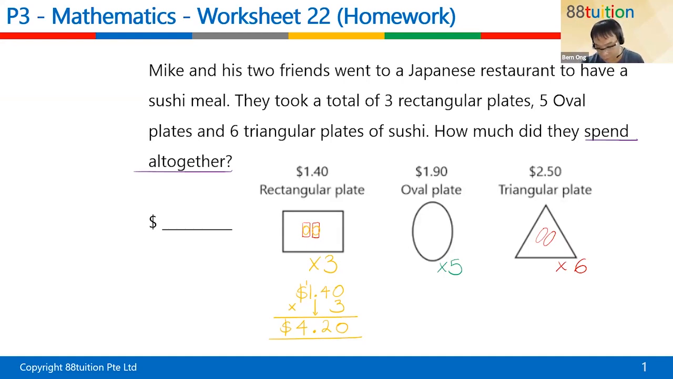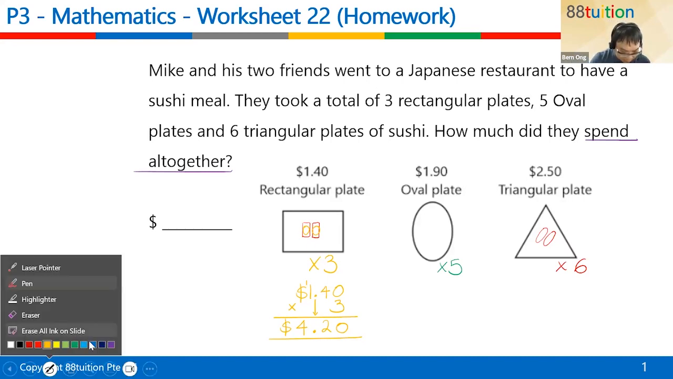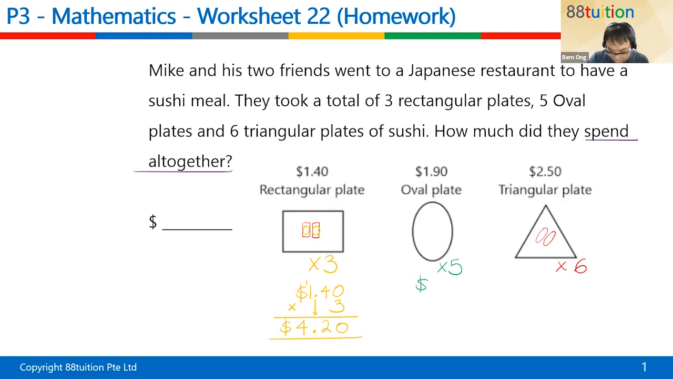All right, don't stress over it too much. How about the oval plates? The green color, huh? So $1.90, how many do I buy? I bought 5 of these oval plates.